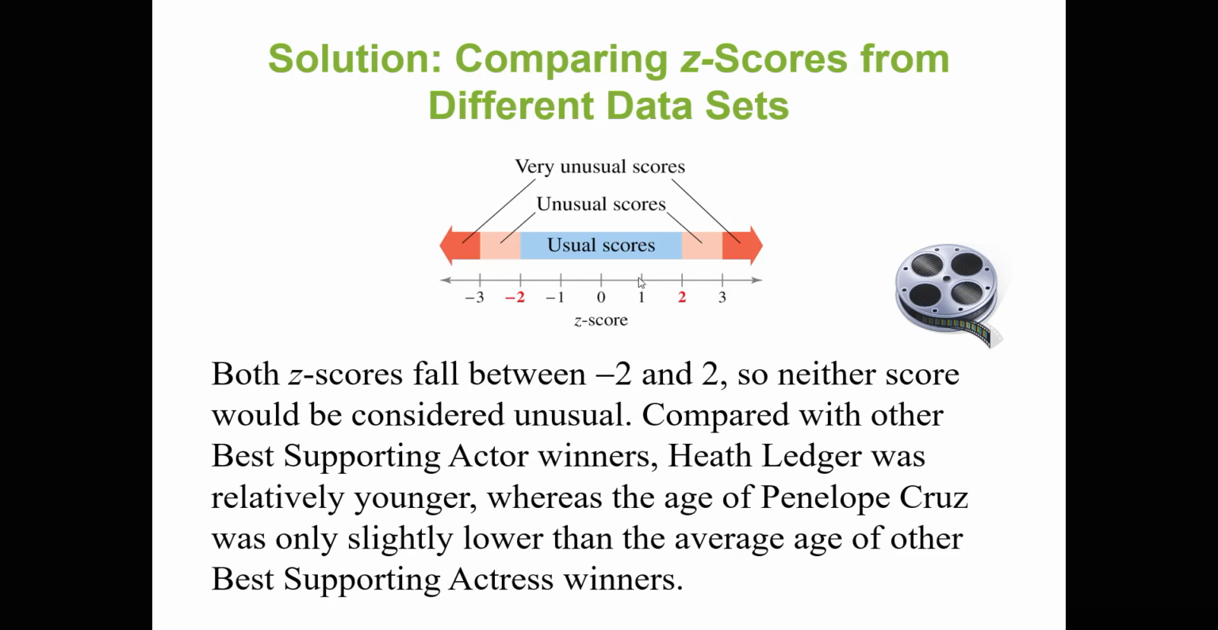So it's not a problem to have below average as long as it's 1 standard deviation to the left or 1 standard deviation to the right. That's normal, that's usual. But once you go 2 standard deviations, it becomes unusual, and more than 2 standard deviations to the left or to the right, that's a very unusual score. It simply means something special is happening.